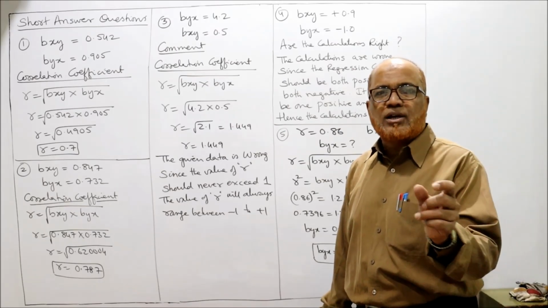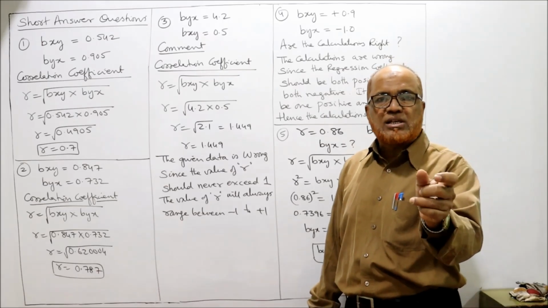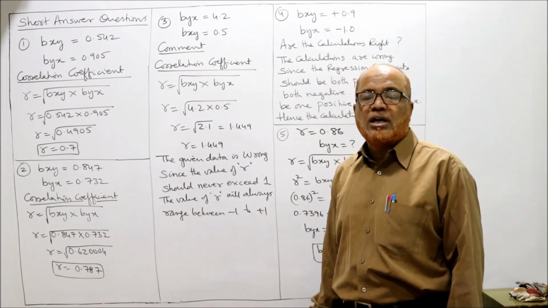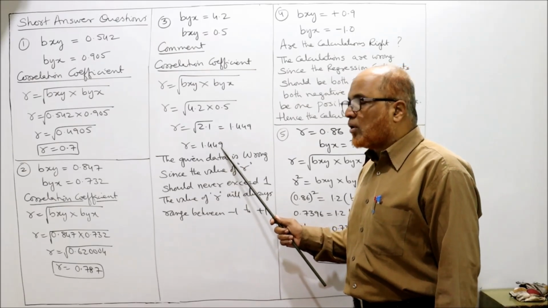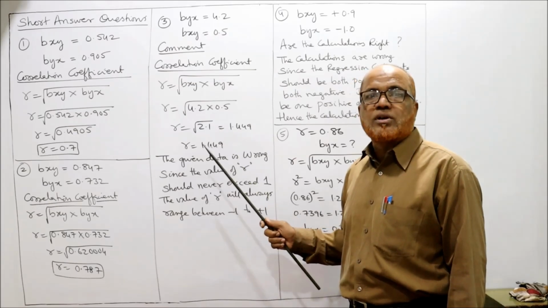Perfectly negative correlation to perfectly positive correlation. So the value of correlation always lies from -1 to +1. It does not increase beyond +1. It will never cross 1. Here it is given 1.449. So it is more than 1. So it is not at all possible.